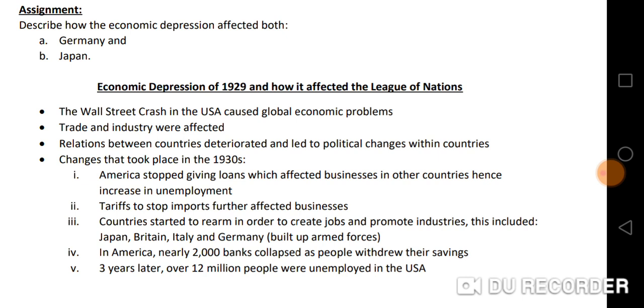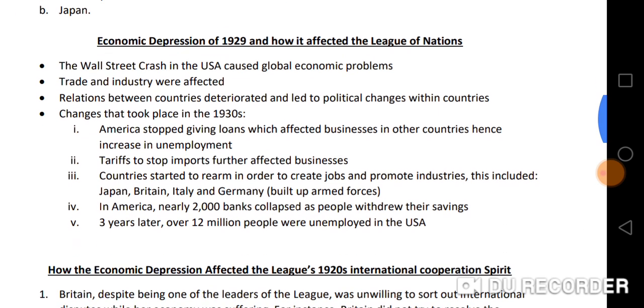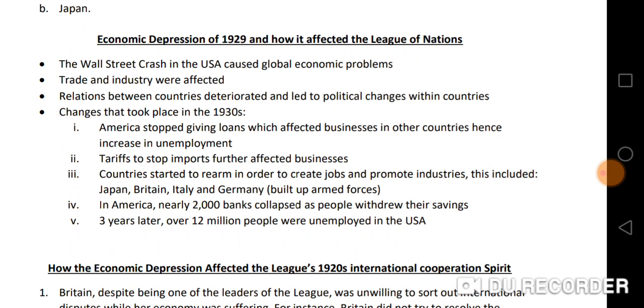And then you'll also notice that relations between countries deteriorated and led to political changes within countries. And some of the changes that took place in the 1930s were: one, America stopped giving loans, which affected businesses in other countries, hence, there was an increase in unemployment. Then, two, the tariffs to stop imports further affected businesses.